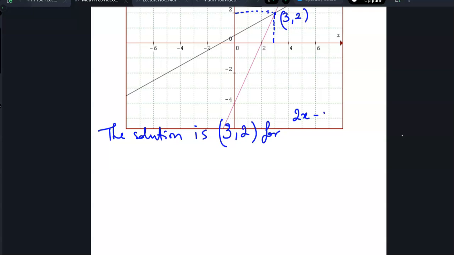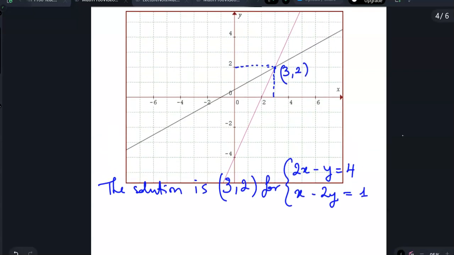2x minus y equal to 4, and x minus 2y equal to -1. Okay, so when we sketch, that's the point of intersection, but sometimes when we sketch, we don't have the exact point. And how are we going to solve for the system of two equations, two unknowns? And graphing is the least usable method, because no one is going to use the graph in order to find the point of intersection unless you are using the software.